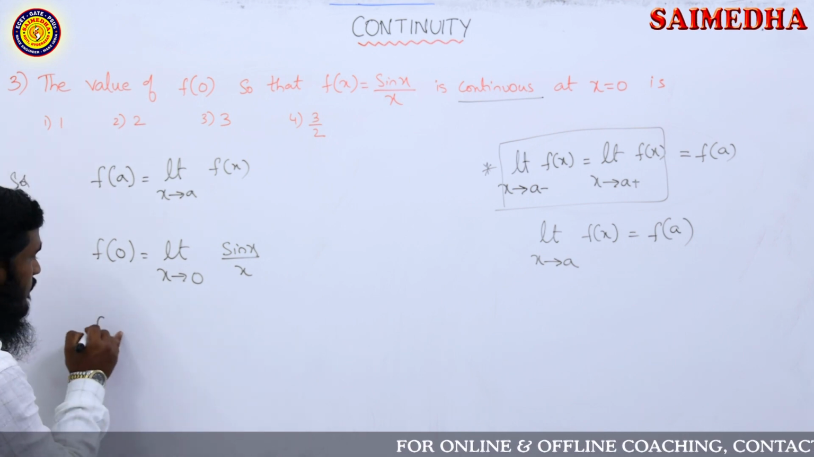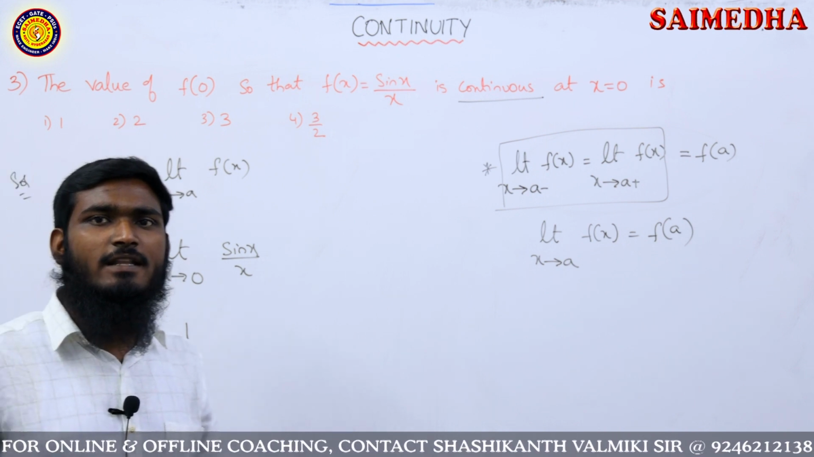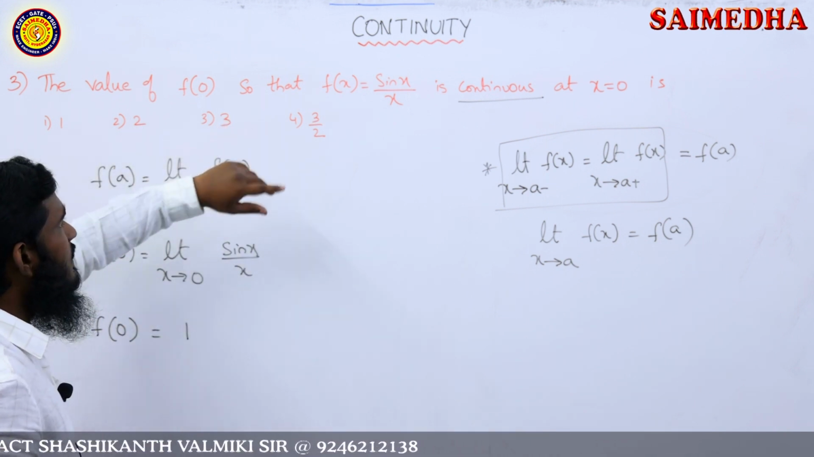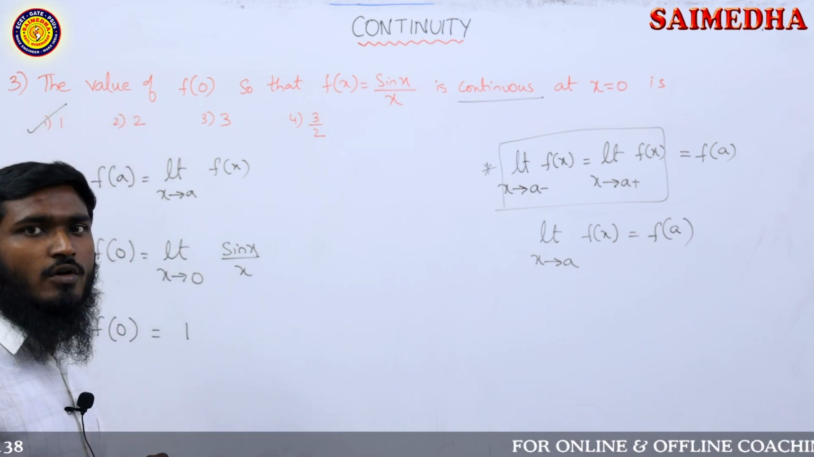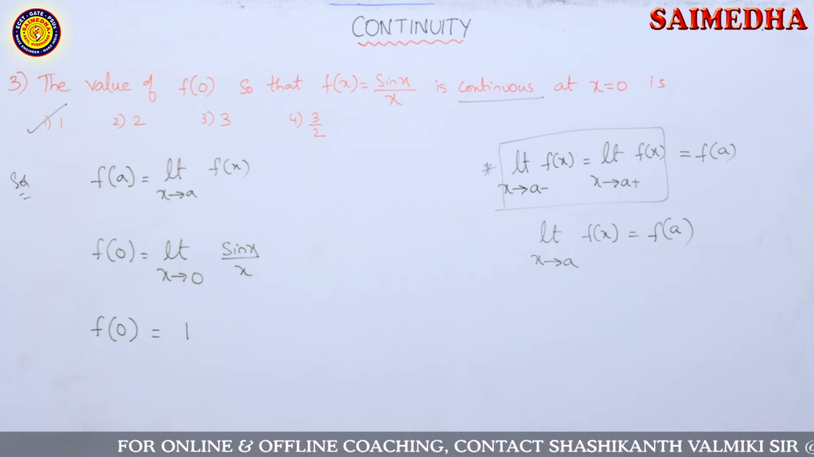So f of 0 is equal to 1. So what value of the function are we getting? It is equal to 1. So let us see the options 1, 2, 3, 3 by 2. Let us go with option number 1. The value of f of 0 is equal to 1. Okay. Now pause the video, note it down.